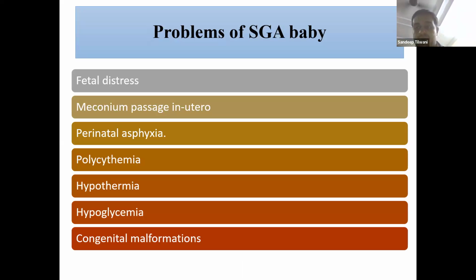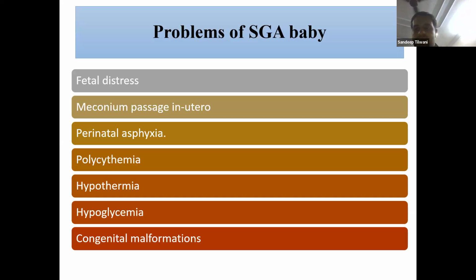There is a certain set of problems which we anticipate specifically in an SGA baby. These are all term babies, but they are born small for gestational age because their in utero growth was compromised for whatever reason. Sometimes there may be a fault in the placentation, that is, your placenta and the umbilical cord are not properly formed. That is why the nutrition to the fetus is compromised over a prolonged period of time. Sometimes, because of maternal conditions like diabetes or hypertension or some other problems with the mother, the blood supply or the nutrition for the fetus becomes compromised, and as a result, the child may be small for gestational age. Sometimes it may be because of some fetal problems.